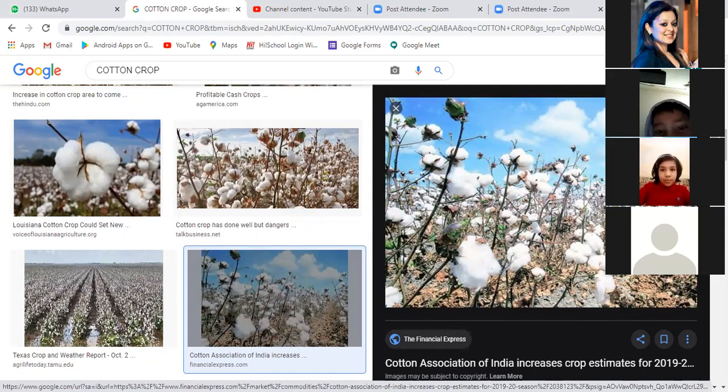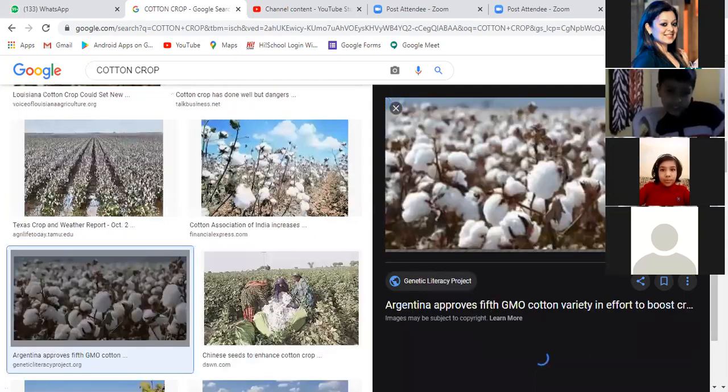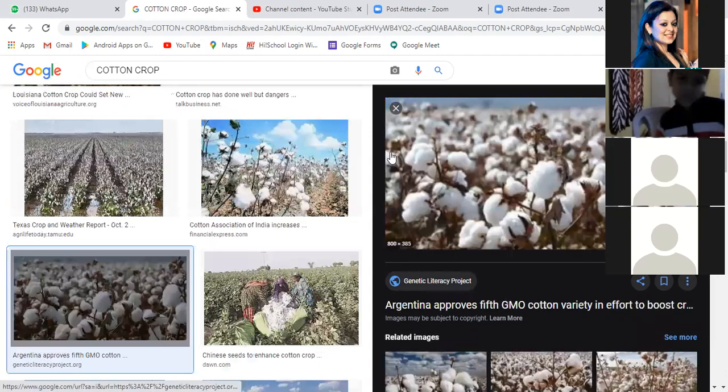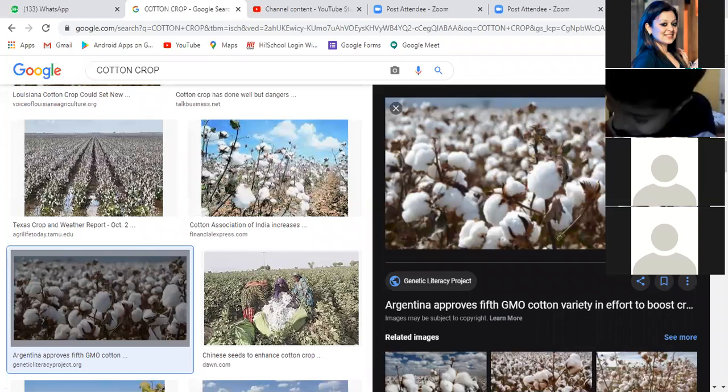I also. Then natural cotton. Very nice. Yes, ma'am. I have collected very much. Ma'am, and I have got its seeds also. Now I'm going to plant that.